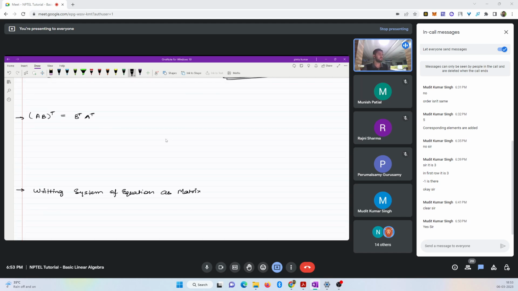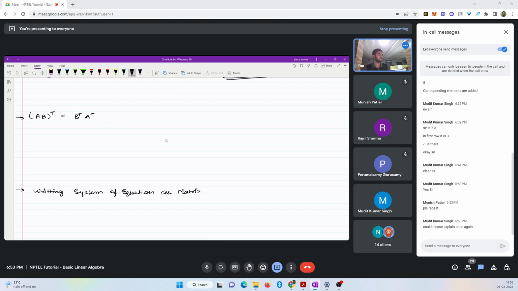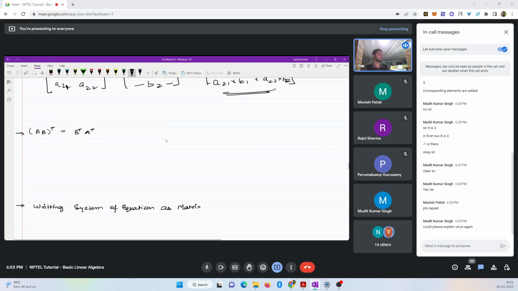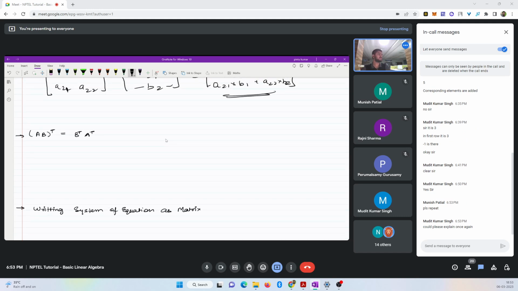Now here is a small formula. Which portion, Mudit or Munish, do you want me to repeat?